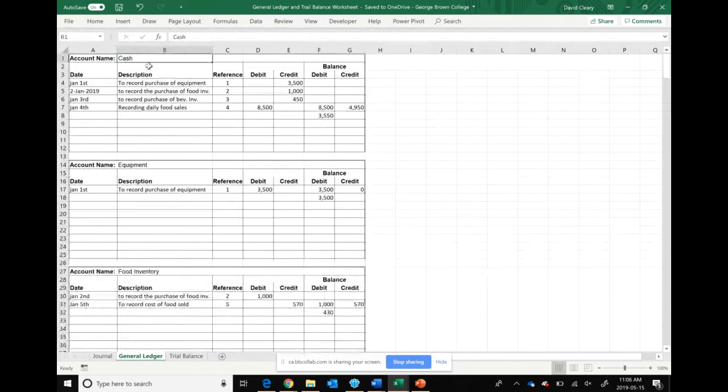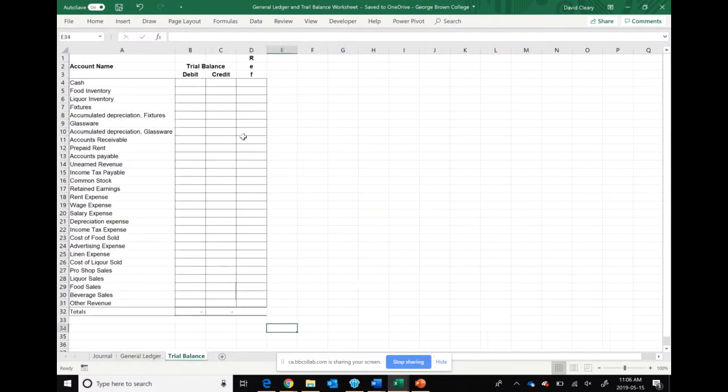So we go up to our cash account. Okay, we've got a balance of 3,550. Go to our trial balance here. Perfect. Because it was a debit balance, we put it in the debit column. What was it, 3,550? There we go. Done.